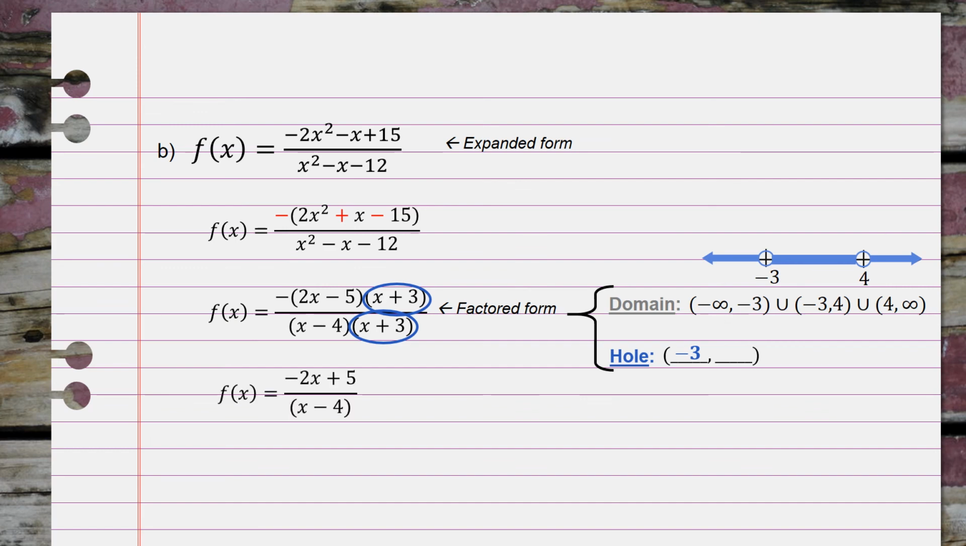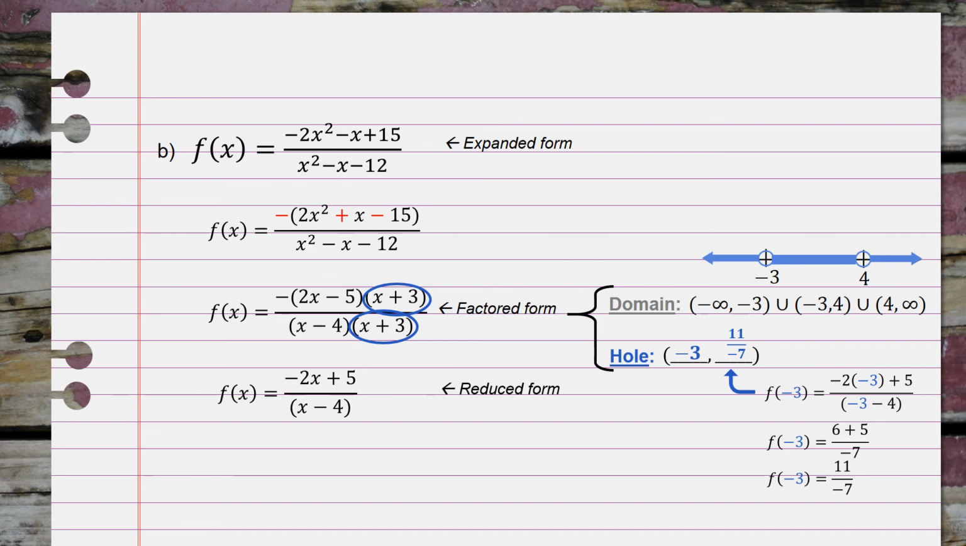So we remove the common factors and we're left with -2x plus 5 all over x minus 4. In the numerator, I simply distributed the negative sign. Now to find the corresponding y value, we plug in a -3 into the function, so take a moment now to do that. Hopefully you found the corresponding value to be 11 over -7.